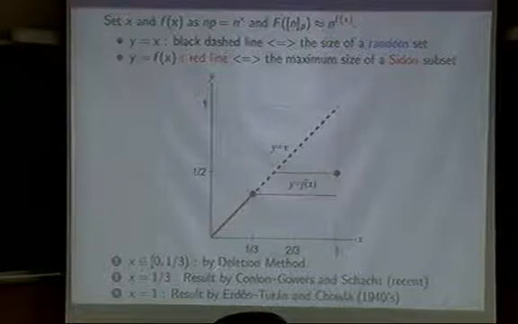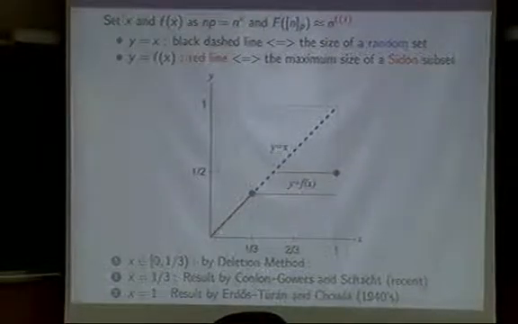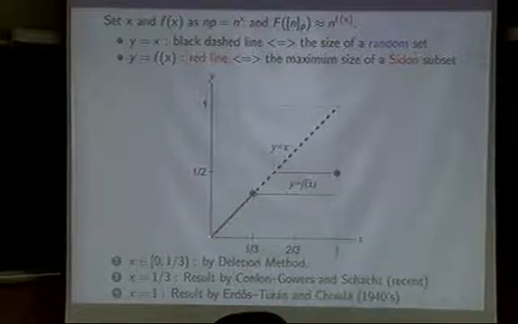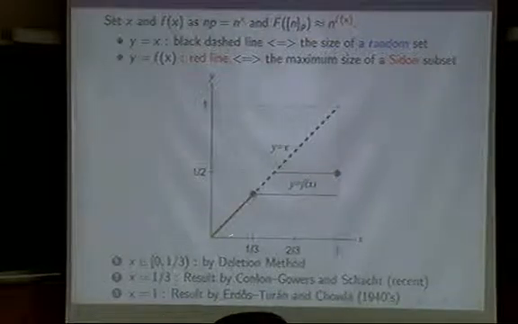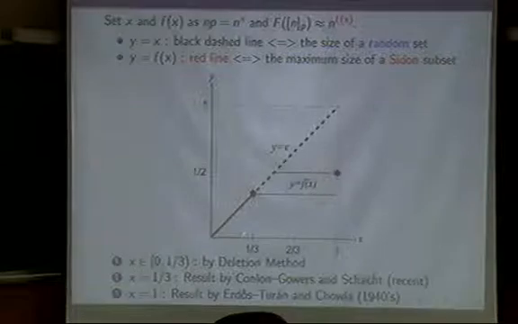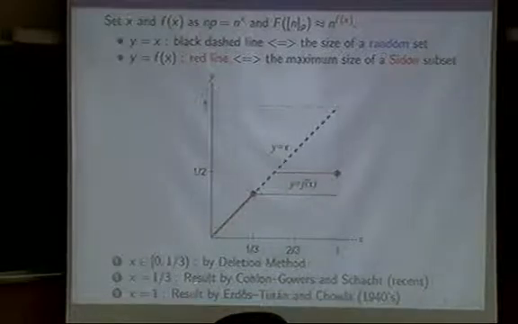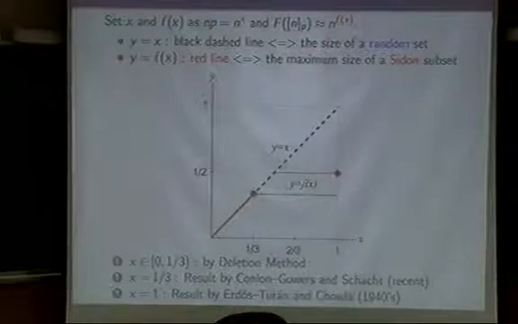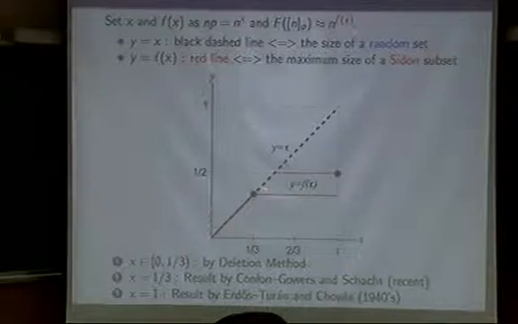So, when x is between 0 and 1/3, by a simple deletion method, we know that the maximum size of a Sidon subset of a random set is the same as the size of the random set. So the red line is the same as the black dashed line. And the result by Conlon, Fox, Gowers, Sah, and Sawhney tells us that when x is 1/3, this is the last point such that the red line is the same as the black dashed line. Which means that after this point, the red line should be lower than the black dashed line.